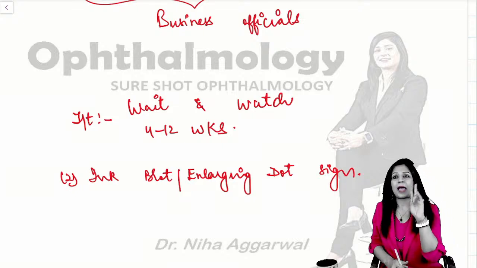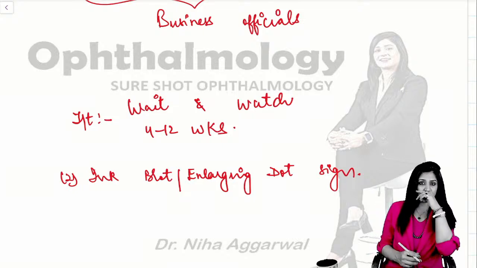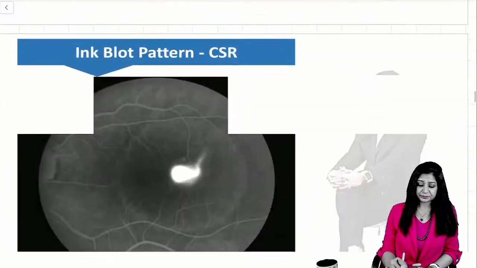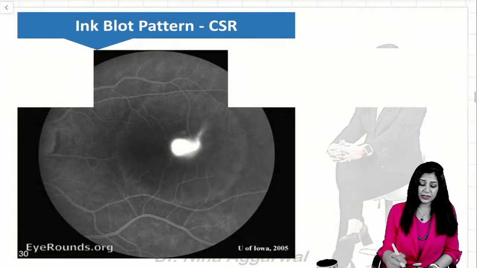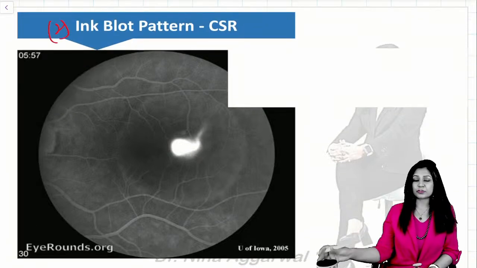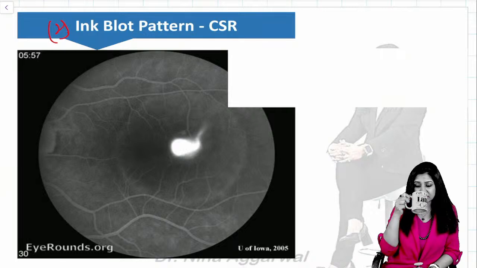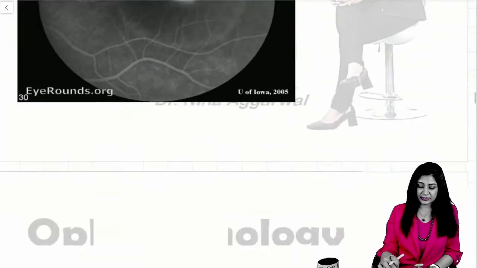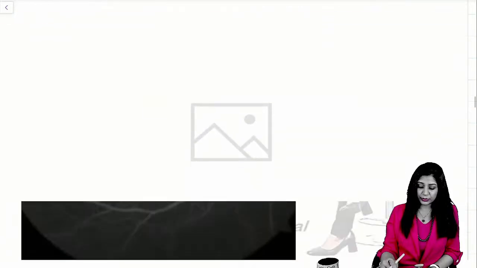The two patterns of FFA are important. The history that you would like to take from the patient is also important. This is another pattern. The second is the ink blot pattern that I was telling you. Two things that you are getting in the CSR. Treatment, I have told you.